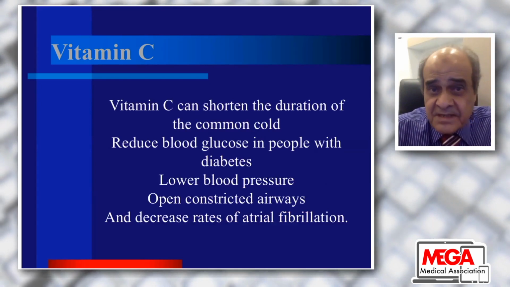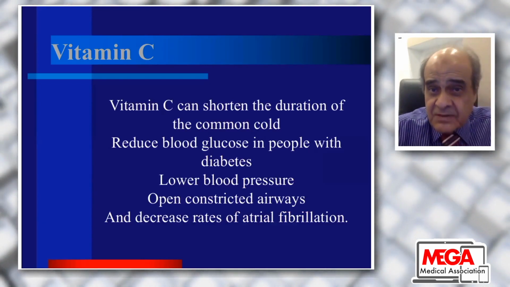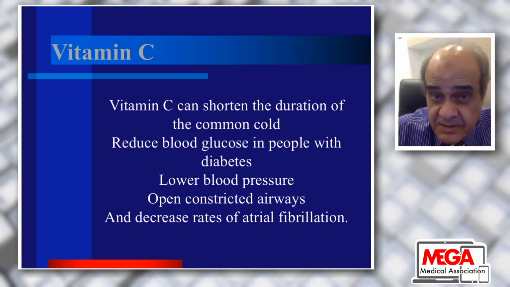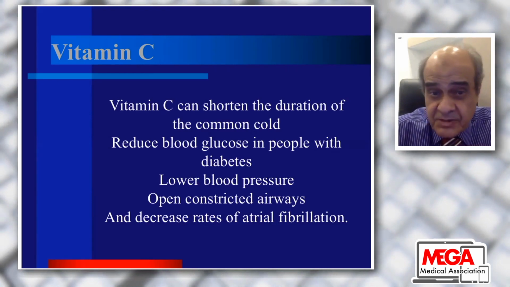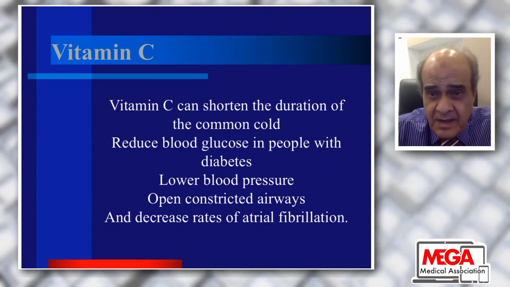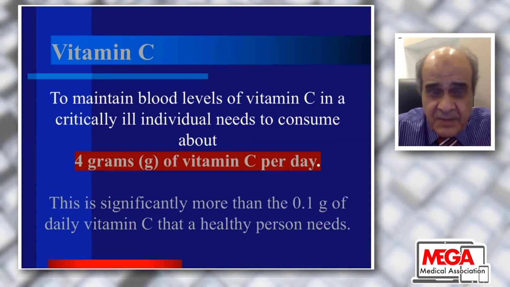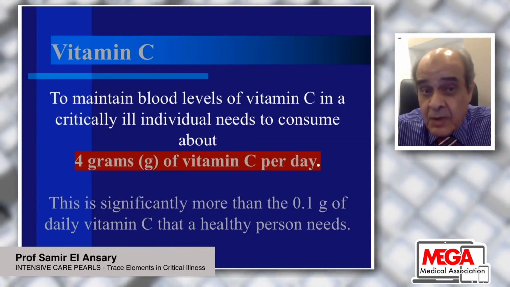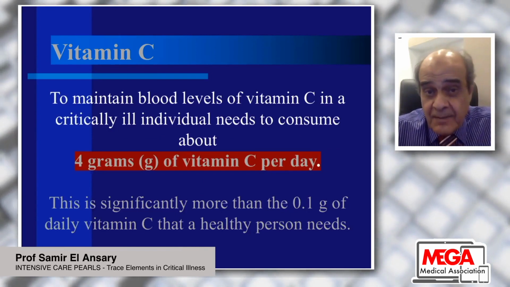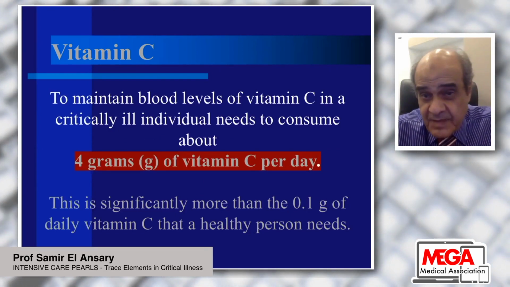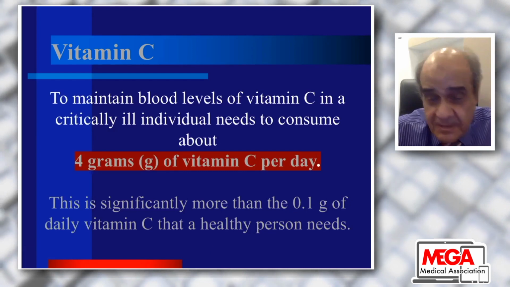Vitamin C can shorten the duration of the common cold, reduce blood glucose in diabetic patients, lower blood pressure, and open constricted airways, so it is very important. In critically ill patients, we can go up to a dose of 4 grams of vitamin C per day. Sometimes we give 1,500 in septic shock, for example.